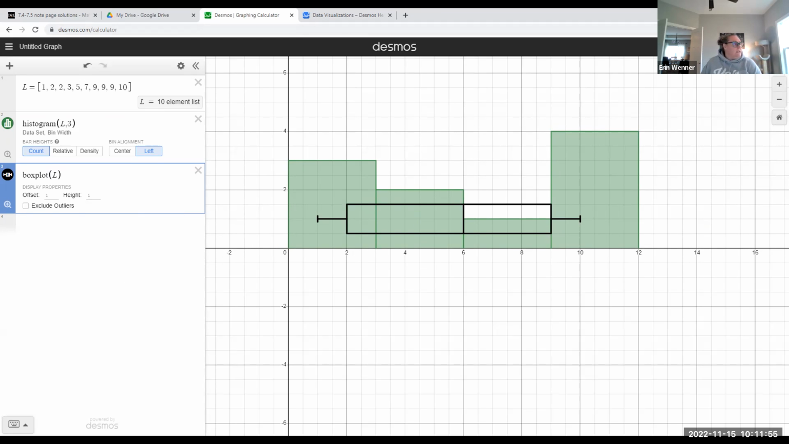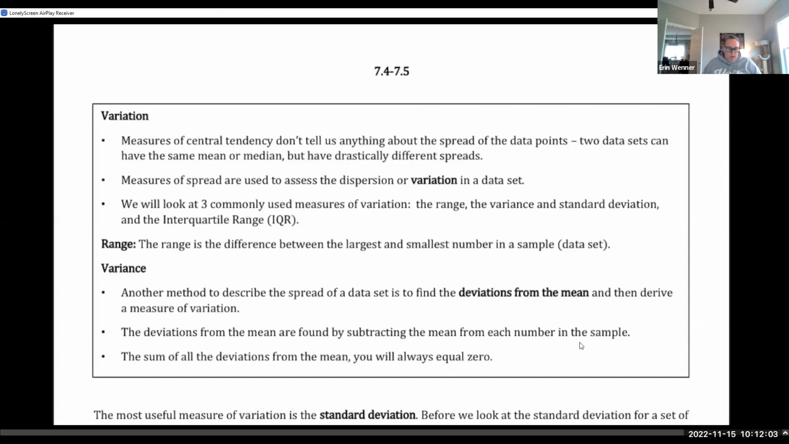All right, let's get into 7.4, 7.5. I'm only going to do 7.4 today because I want to make sure that we have enough time. Not even enough time, like I could shove it all into today. But the problem is I don't want to rush this. I want to give you some time to think about it. And so we're going to do all of 7.4 today, which is variation and standard deviation.